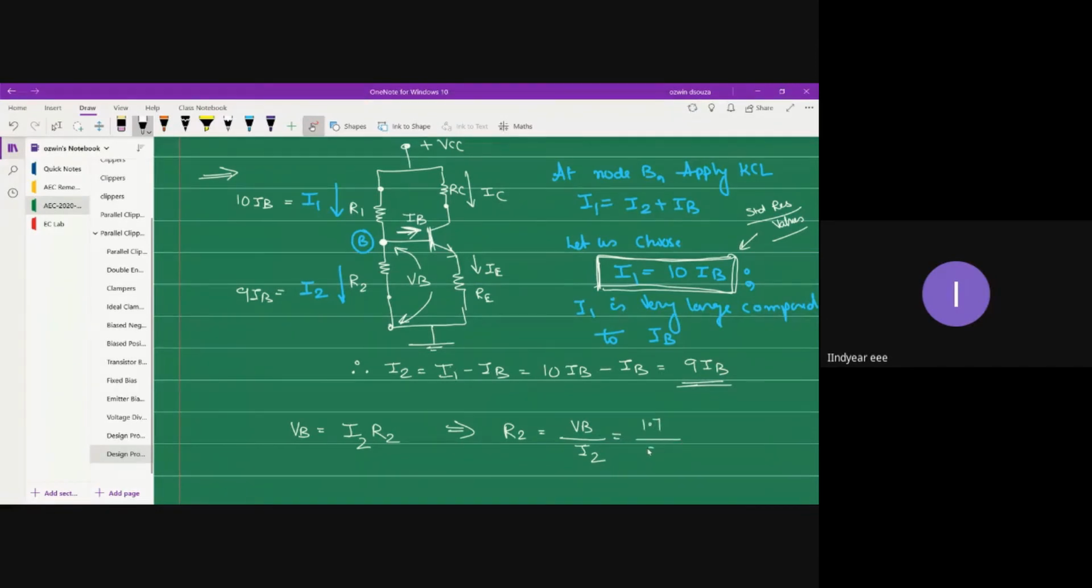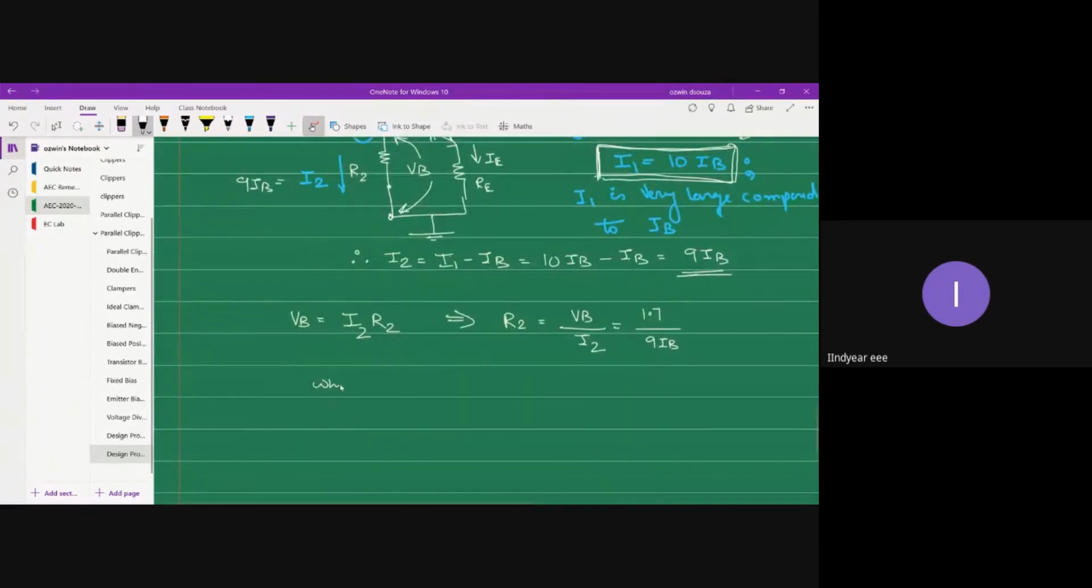What is I2? I2 is 9 times IB, where IB is equal to IC by beta. IC is 2 milliamperes and beta is 100. So 2 milli divided by 100, that is about 20 microamperes. So it is 1.7 divided by 9 into 20 micro.